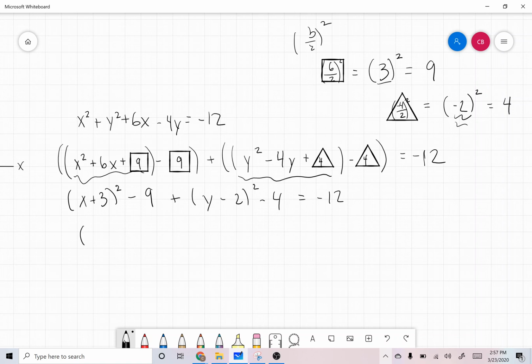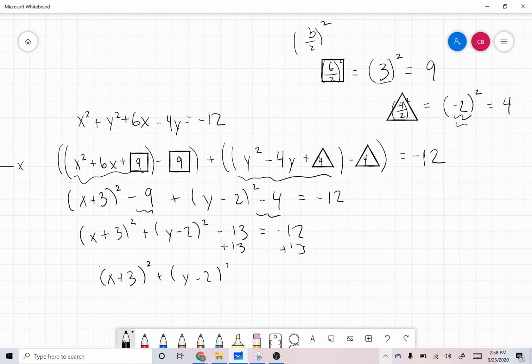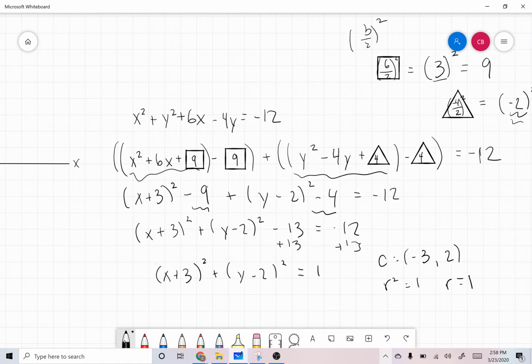Okay, so we combine like terms. This is x plus 3 squared plus y minus 2 squared. We have a minus 9 and a minus 4 on this side. That's minus 13 is negative 12. And let's add the 13 to the other side. x plus 3 squared plus y minus 2 squared is equal to 1. So in this case, h is negative 3, k is 2, that's our center. We have radius squared is equal to 1, which means r is equal to 1. So negative 3, 2 with radius 1, we will graph that.